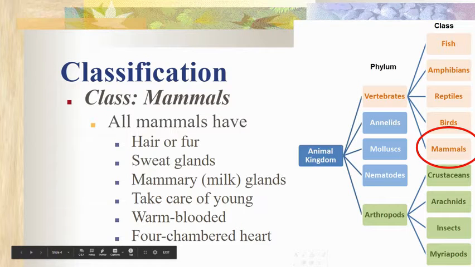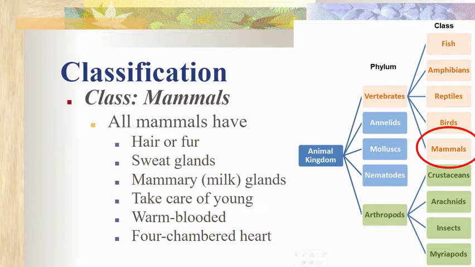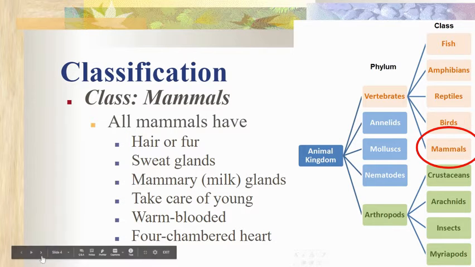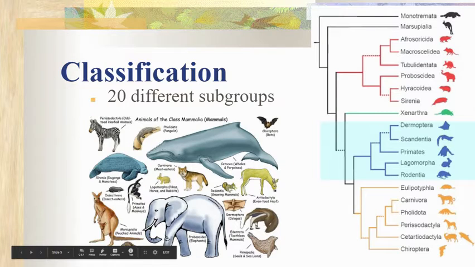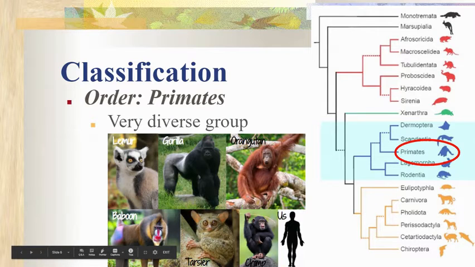Humans are then subdivided into the next group, which is the mammal group. All mammals have hair or fur, sweat glands, mammary or milk glands. They take care of their young, they're warm-blooded, and they have a four-chambered heart. There are 20 different subgroups of mammals, which you can see on this slide. The subgroup of mammal that we belong to is the order of primates.